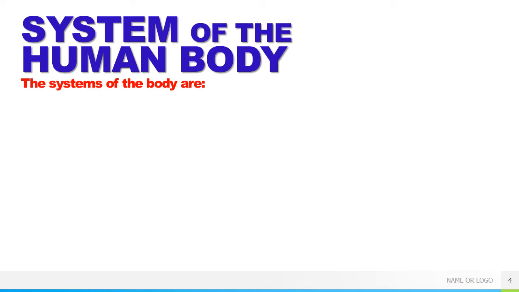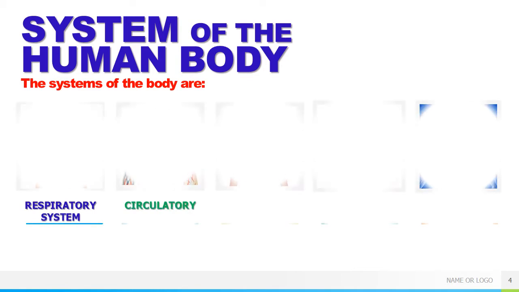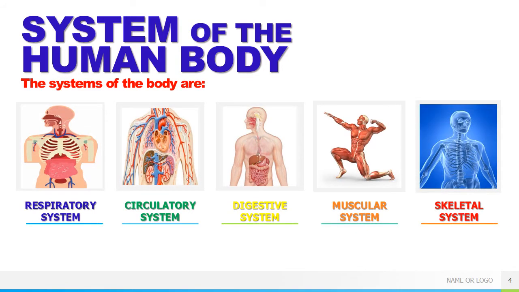Systems of the human body. We have the respiratory system, the circulatory system, the digestive system, the muscular system, and of course the skeletal system. So we have 5 different systems in our human body, and we are going to look at them one after the other.